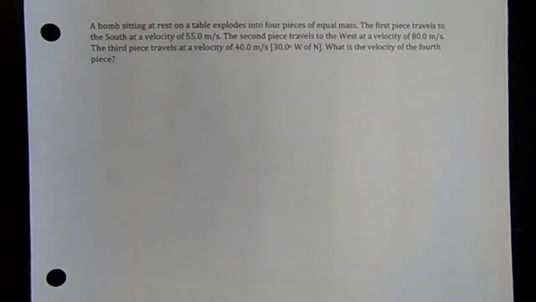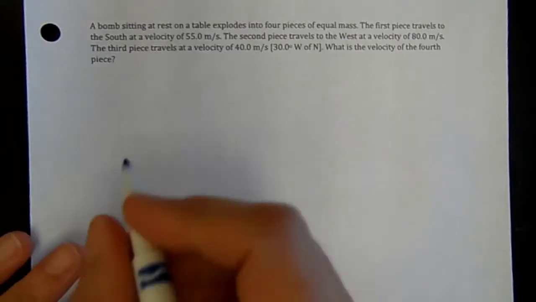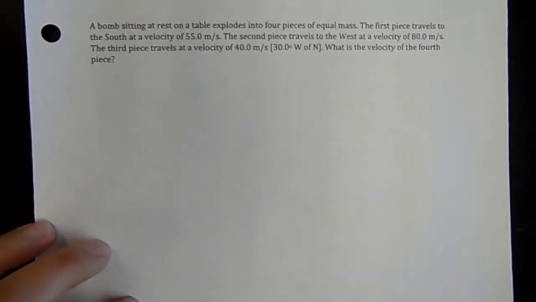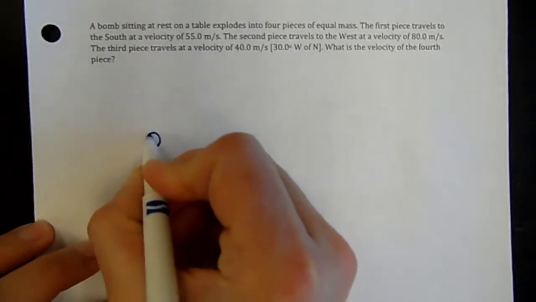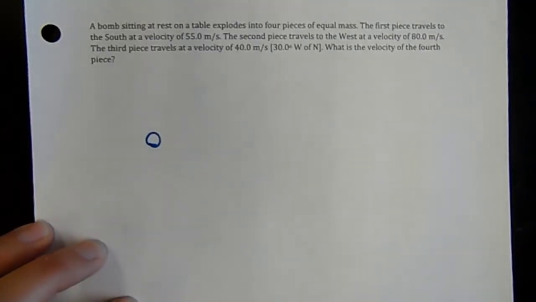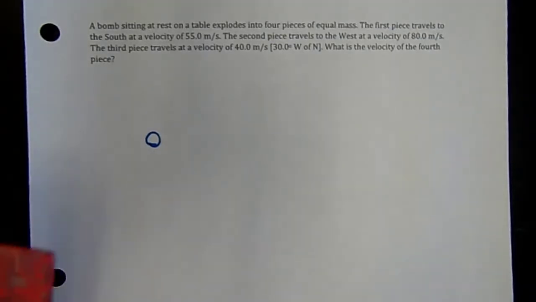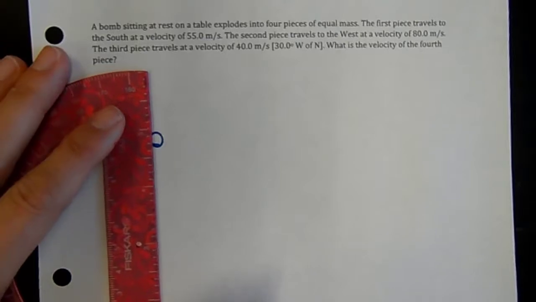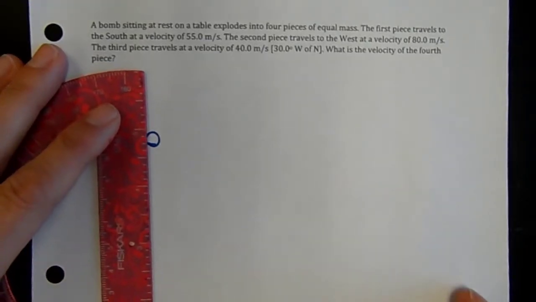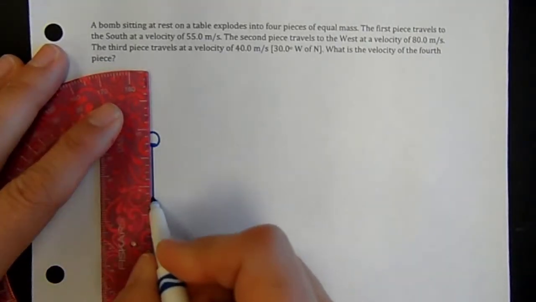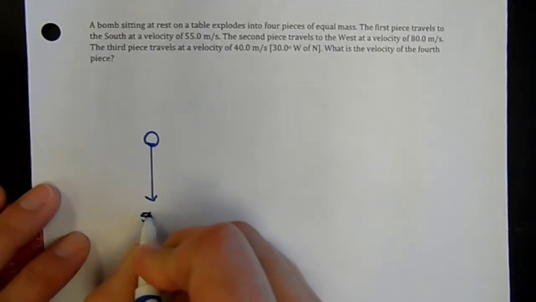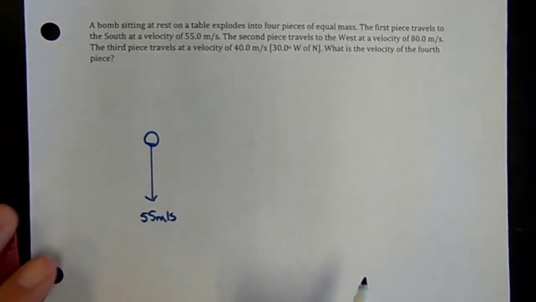So bombs are a fun way to talk about conservation of momentum. We've got a bomb that is sitting at rest on a table. So he's sitting, let's just make it kind of right here. We've got a bomb. It explodes into 4 pieces of equal mass. The first piece travels to the south at a velocity of 55 meters per second. So after, we're going to go straight down this way at 55 meters per second.